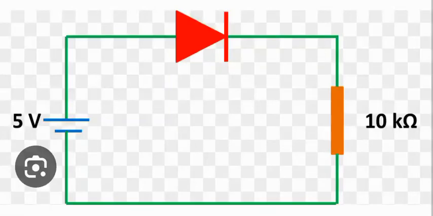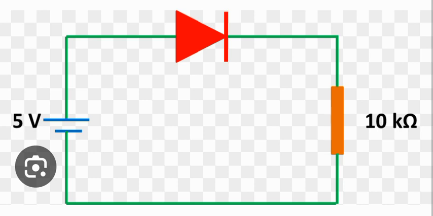Hello, so this diode circuit is given to us and we want to do the analysis of this circuit. So we see that this circuit consists of a 5 volt DC voltage source, a PN junction semiconductor diode and a 10 kilo ohm resistor, and they are all connected in series with each other.